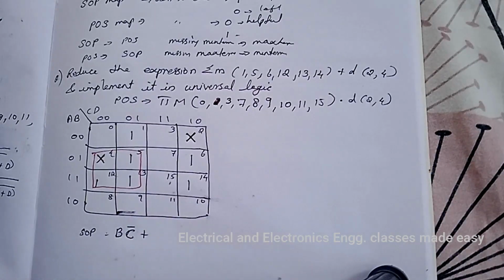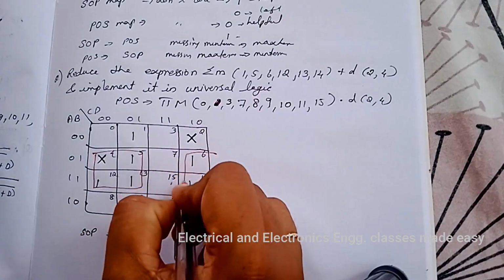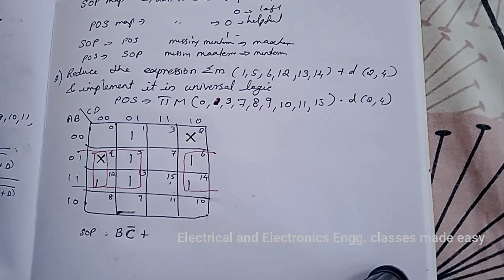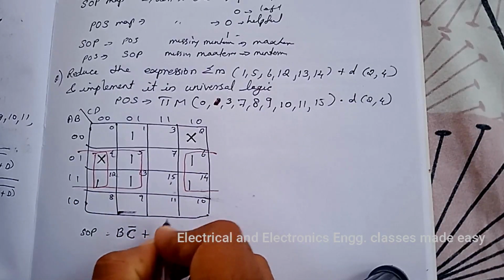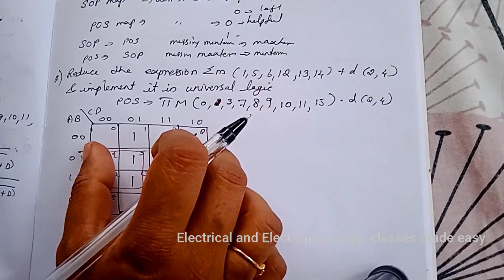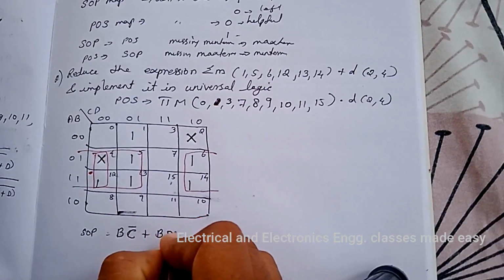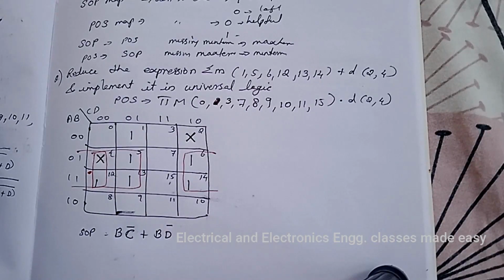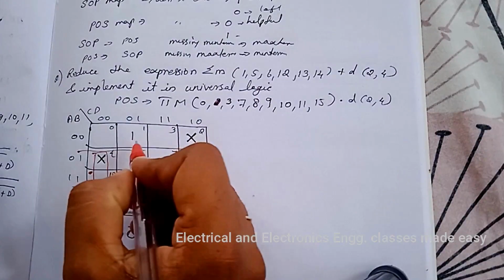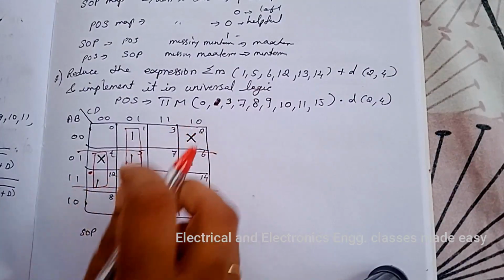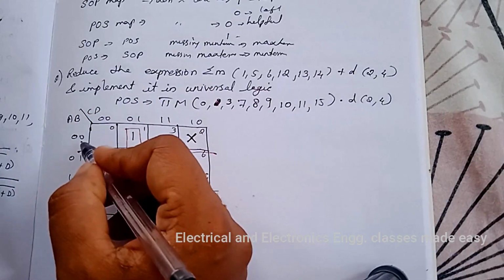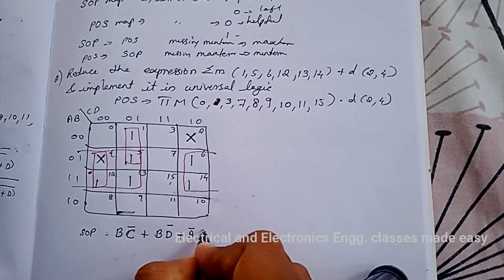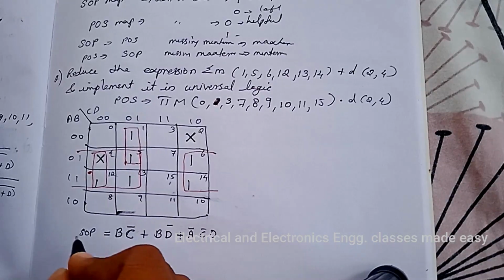Then plus. Next we can take these two squares and these two squares. Here also the changing variable is A and write B. Then while considering the column, the changing variable is C, so write D bar. And now consider these two squares. Here the changing variable is B, so write A bar, and here we have to write C bar D. So this is the reduced expression in SOP form.